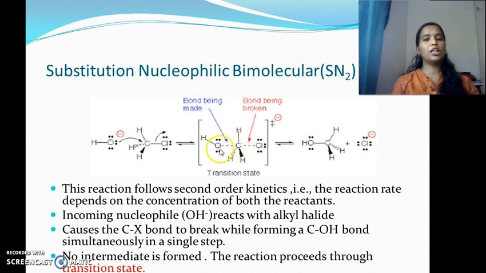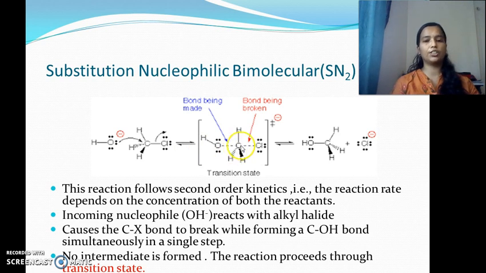So OH will partially form a bond with the carbon atom, and at the same time the carbon halogen bond is partially broken, not completely broken. It is only partially broken. So it is also shown by dotted lines. So this is the transition state. So the SN2 mechanism proceeds by a transition state.